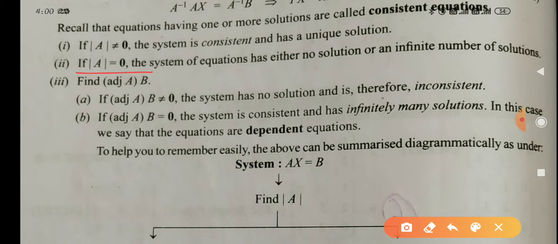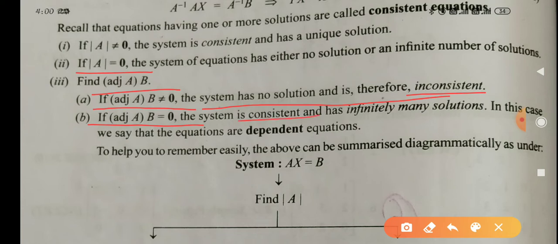Determinant A is equal to 0. What will you do in this case? In this case, you will find adjoint A into B. How to find adjoint A? In the last videos, in the second, third video, I told you how to find adjoint A. So you find adjoint A and multiply this adjoint A by the constant matrix B. And if this adjoint A into B is equal to 0, then system has no solution, and therefore it is an inconsistent system. And if adjoint A into B is not equal to 0, then system is consistent.